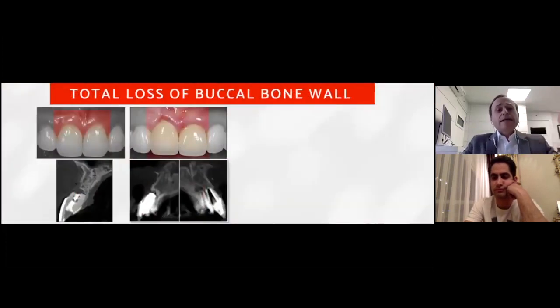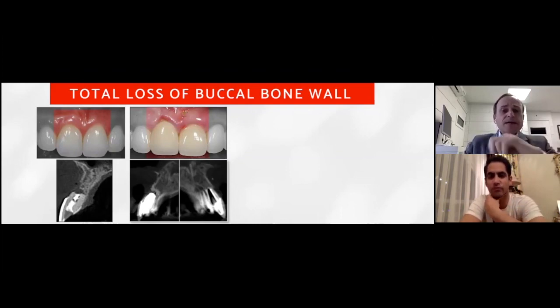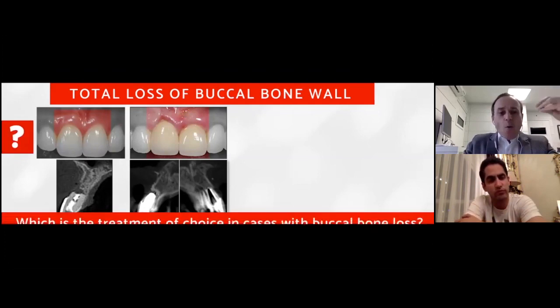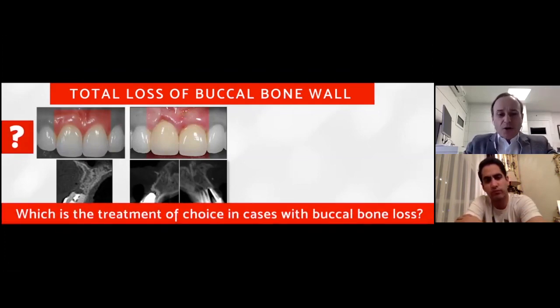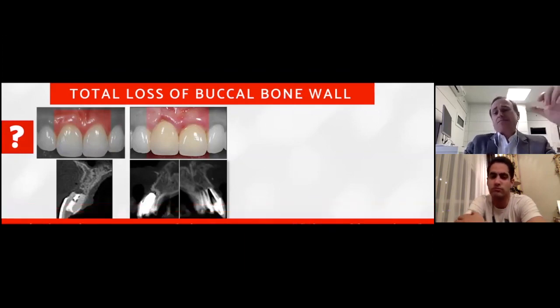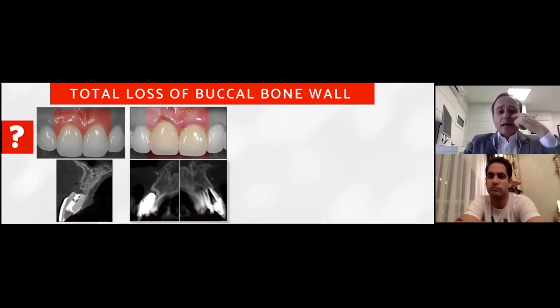First of all, let's start talking about cases where the patient had total loss of the buccal bone wall. And here you have 2 different scenarios: the leveling of the gingival margin, as you can see here, and an uneven gingival margin. But the question is, which is the treatment of choice in cases with buccal bone loss? According to the literature, we may have many ways to manage cases like this.